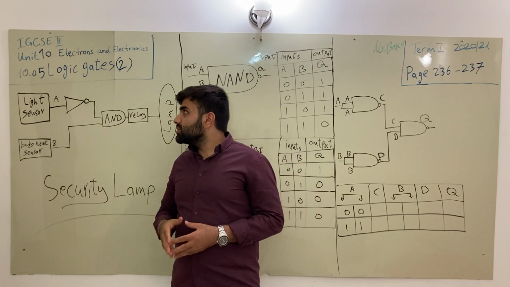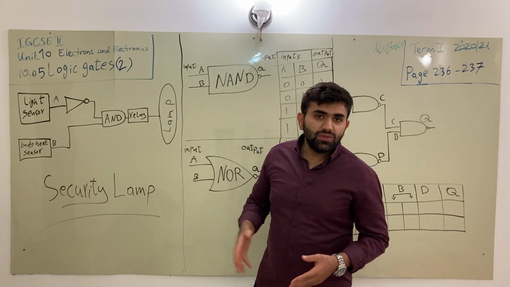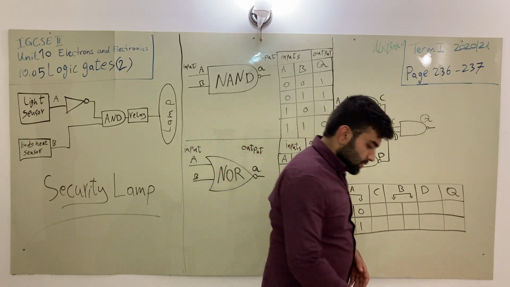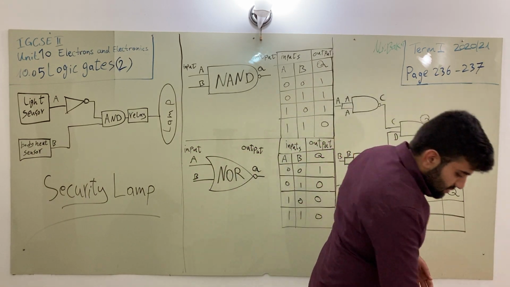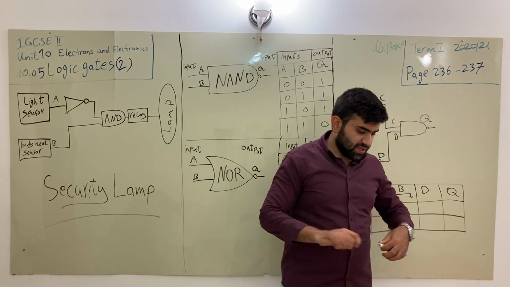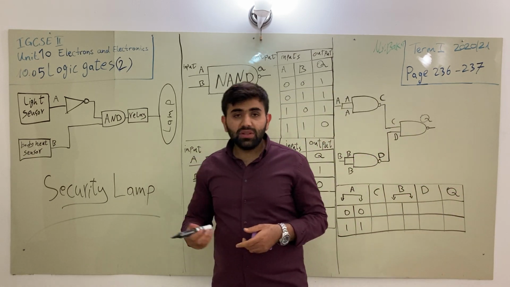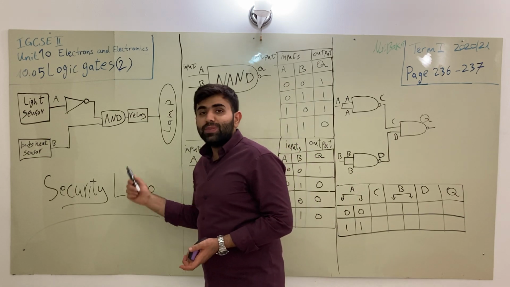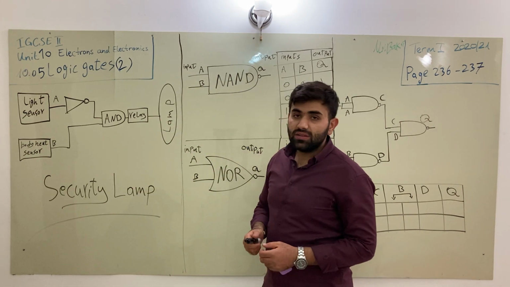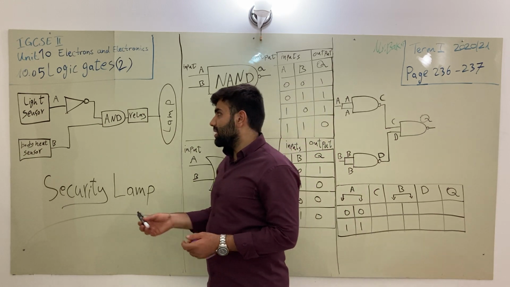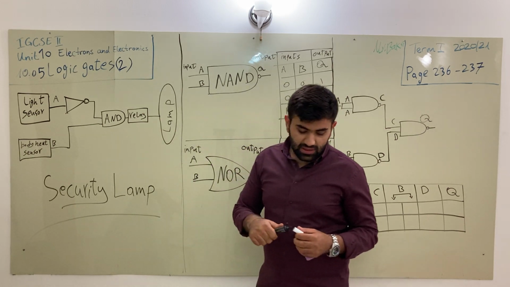So we're going to continue with 10.05 logic gates 2, page 236, 237. So now we're going to take an example for combining the logic gates. Here, for example, we have this circuit. It's for a security lamp. What is the security lamp?